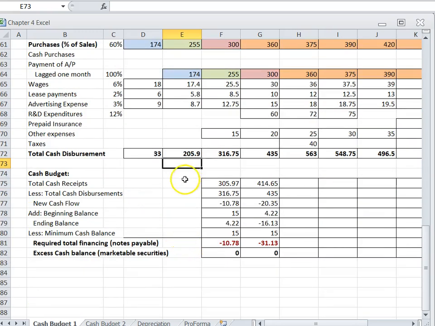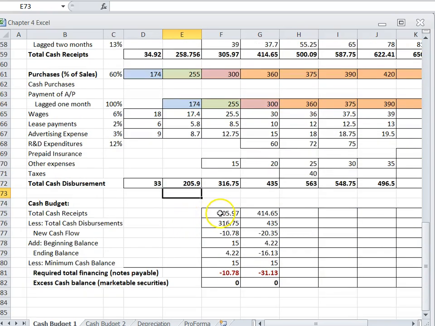Okay, so cash budget. Total receipts. Where did I get my total cash receipts? I got that from up here, total cash receipts. Put that there. Less total cash disbursements. Where did I get this number from? Right here, total cash disbursements. So to get the net cash flow, I'm taking the total cash receipts minus the cash disbursements.